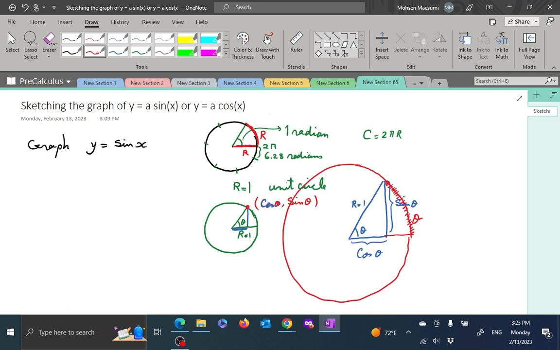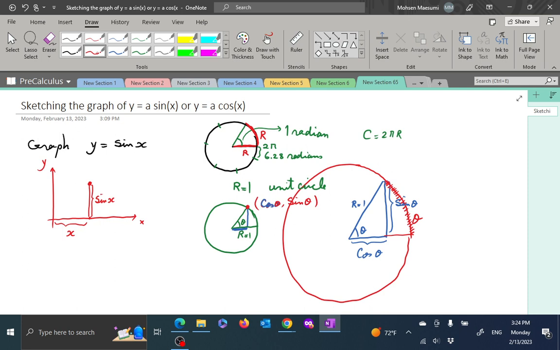So when we are saying graph y is equal to sine of x, what we have in mind is that if you consider an angle x, we put that on the horizontal, and on the vertical we are going to put sine of x. As we collect more and more of these points, we get the graph of sine of x.